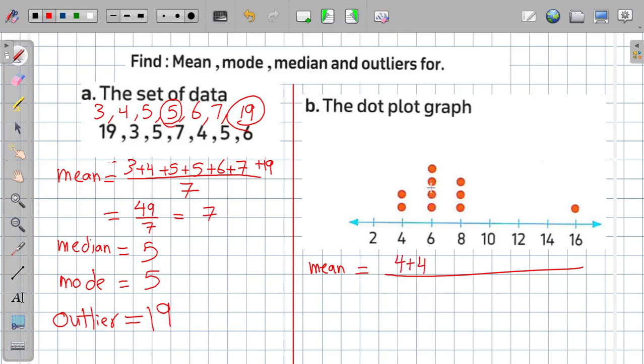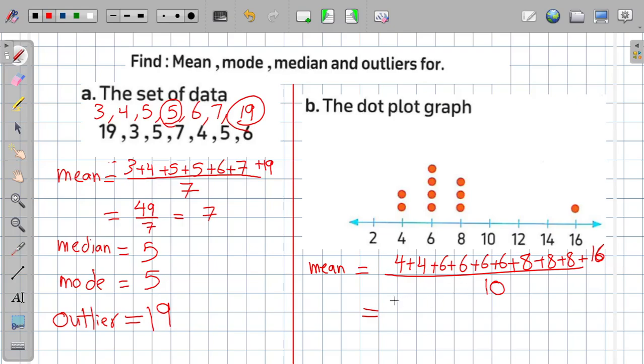Next I have 1, 2, 3, 4 6s, so I have 6 plus 6 plus 6 plus 6. And next I have 3 8s, so I will say 8 plus 8 plus 8. And finally I have 1 time of 16, so I can say plus 16. And all of these divided by 1, 2, 3, 4, 5, 6, 7, 8, 9, 10. So I would divide them by 10.